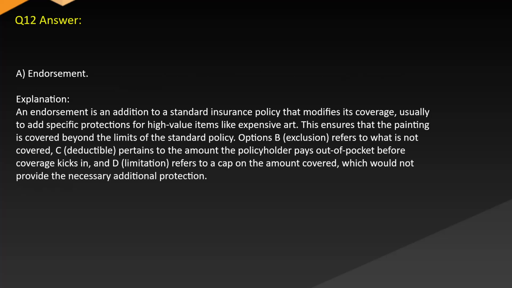Answer: A. Endorsement. Explanation: an endorsement is an addition to a standard insurance policy that modifies its coverage, usually to add specific protections for high-value items like expensive art. This ensures that the painting is covered beyond the limits of the standard policy. Options: B. Exclusion refers to what is not covered. C. Deductible pertains to the amount the policyholder pays out of pocket before coverage kicks in. And D. Limitation refers to a cap on the amount covered, which would not provide the necessary additional protection.